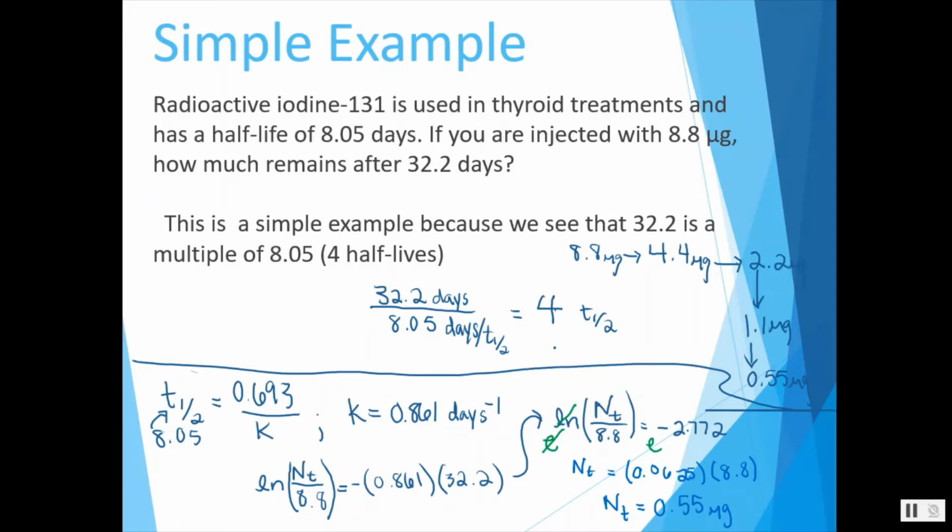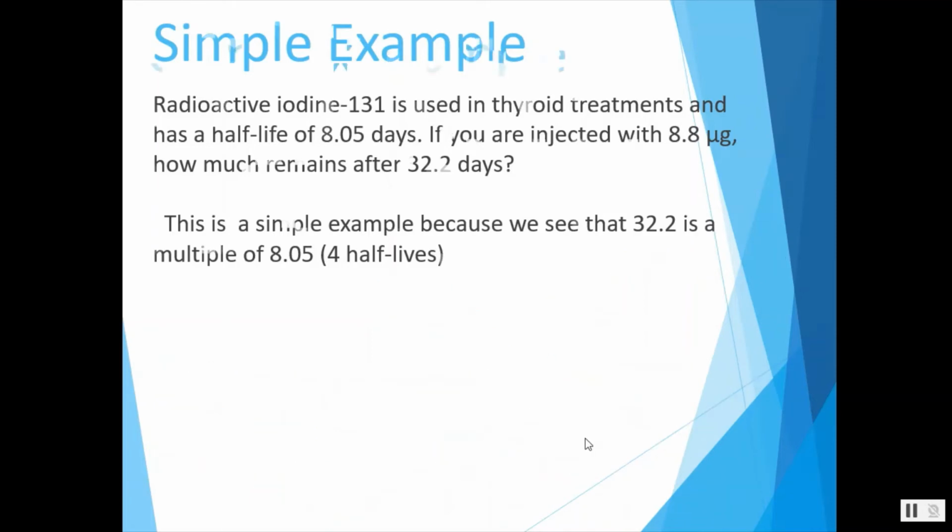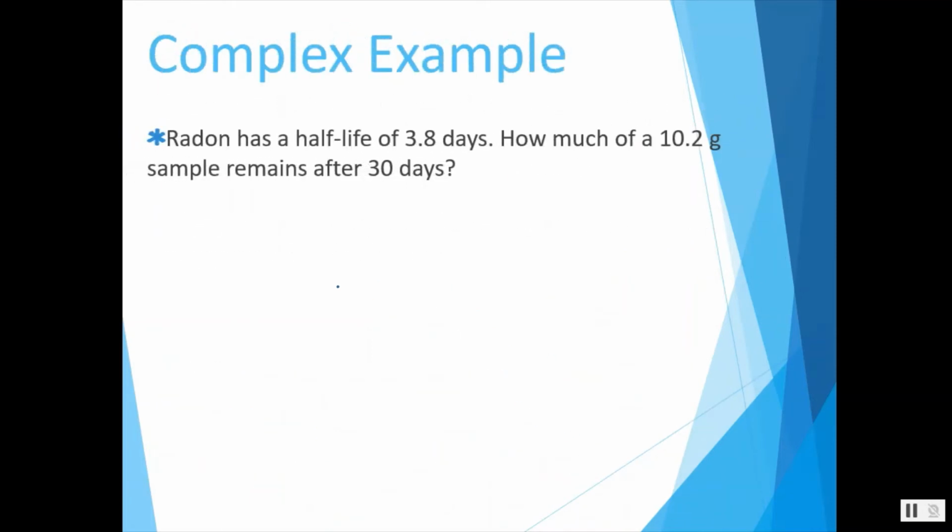So regardless of how you set it up and solve it, you will get the same answer, whether you look at it in terms of the number of half-lives, or whether you look at it using the integrated rate law. However, in some cases, you're not going to be able to use the half-life. So in this example, we're given the half-life of 3.8 days, and we want to know how much of a 10.2 gram sample remains after 30 days.